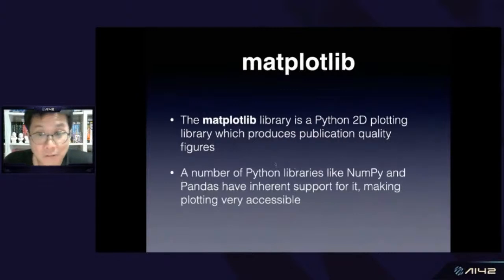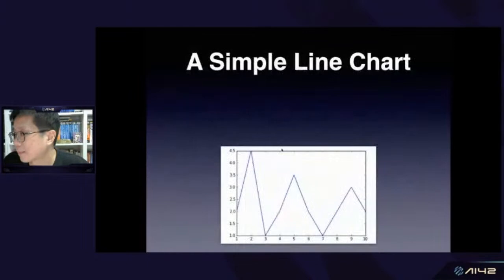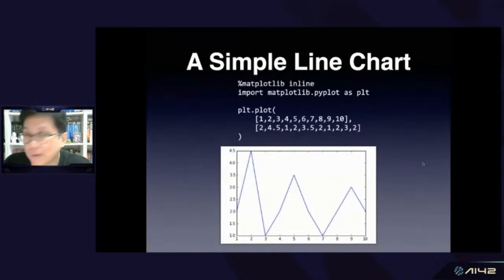And a number of Python libraries like Numpy and Pandas have built-in support for that. So you can directly plot from within your Numpy array or your Pandas data frame. So here's one very simple example. Here is a simple line chart. In order to create this line chart, you just need a couple of lines.